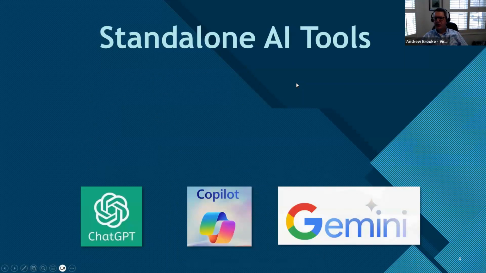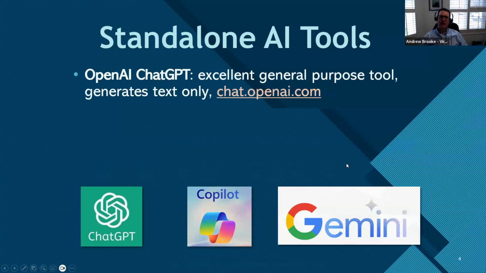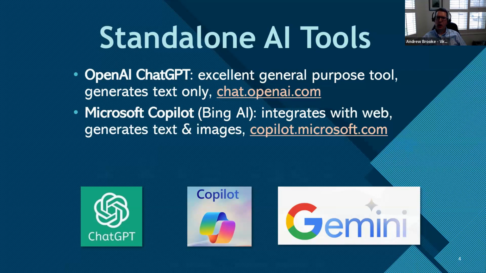So what are the 3 main tools that are in use today? Well, you probably heard of them. The first is ChatGPT, which is made by OpenAI. And this is probably the most popular tool. It's a very good general purpose tool. It generates text only, but it does a very good job at pretty much any type of question that you can ask. The second one is Microsoft Copilot.